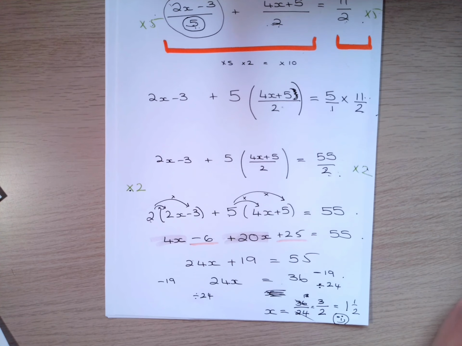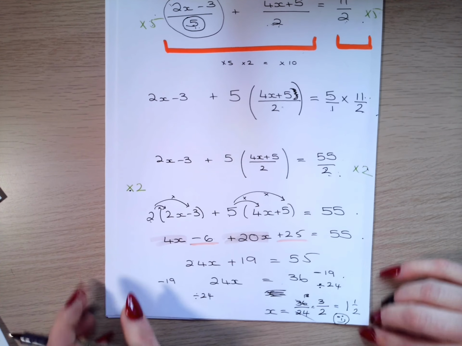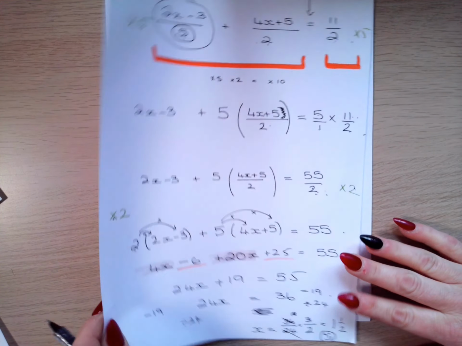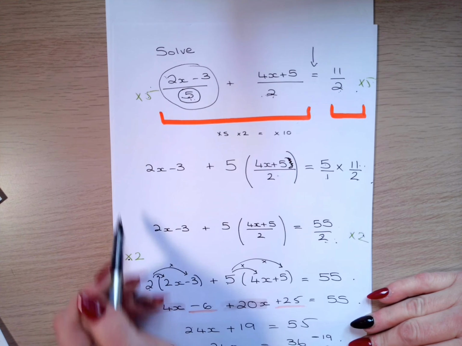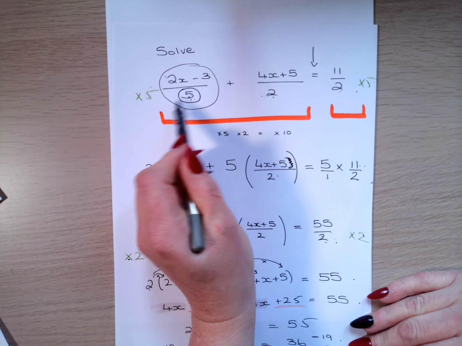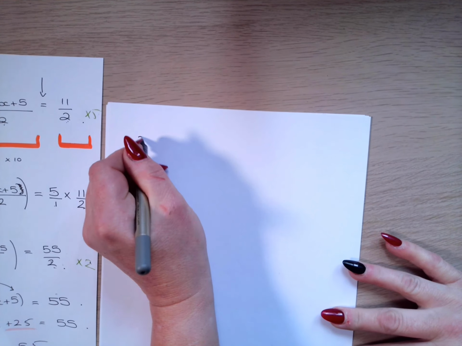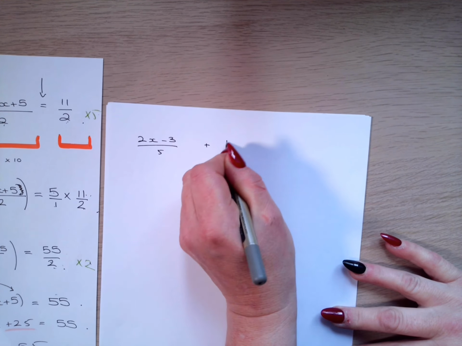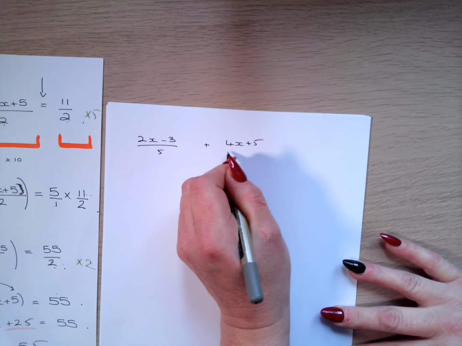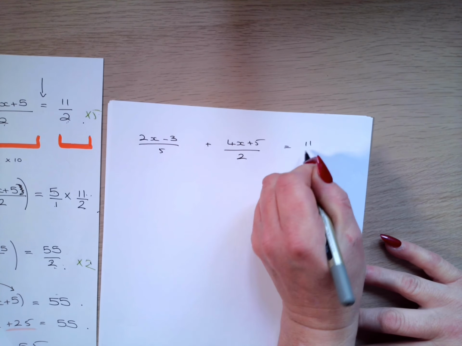Now, what I'm actually going to do is go through that question again. But rather than multiplying by 5 and then multiplying by 2, I'm going to multiply by those two numbers together, which is 10. So just bear with me a second. I'm just going to write it again: 2x minus 3 over 5 plus 4x plus 5 over 2 equals 11 over 2.